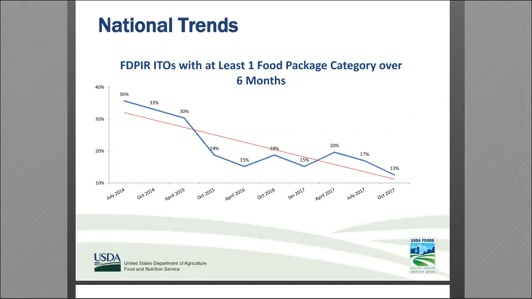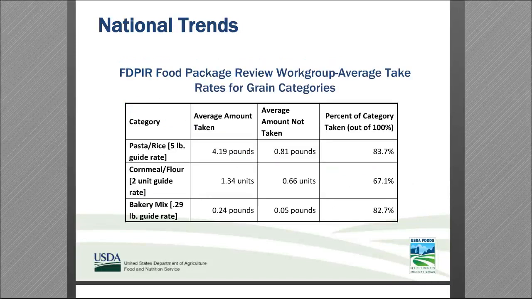This graph also shows a lot of improvement from when we first implemented the review process. In 2014, 36% of ITOs had at least one food package category with an inventory level of over 6 months. In October 2017, that number had fallen to 13%, the lowest it's been so far.